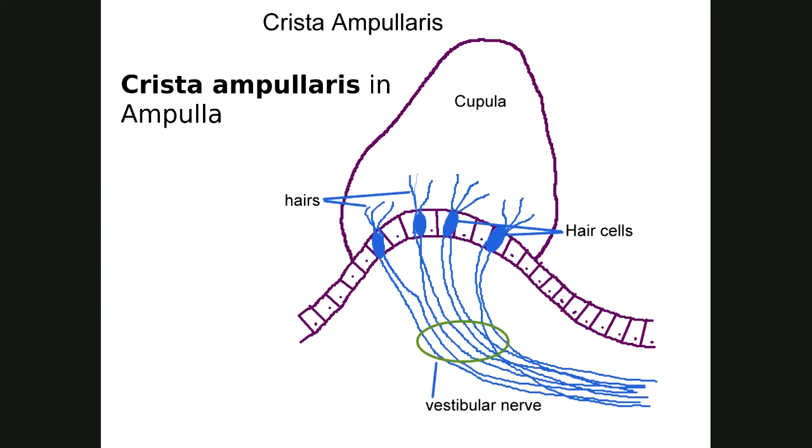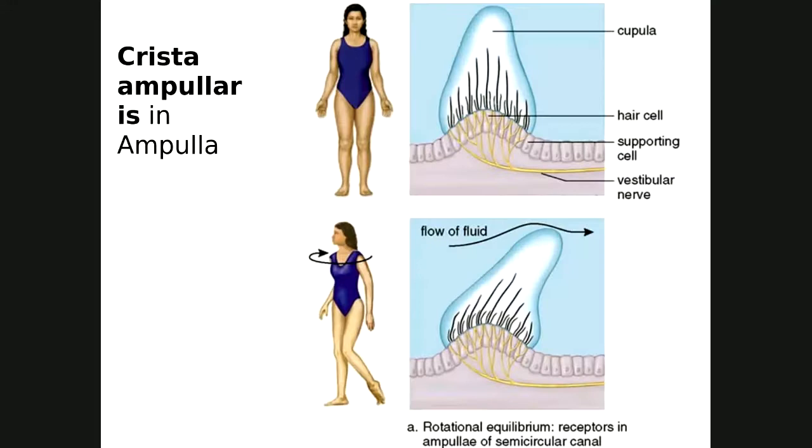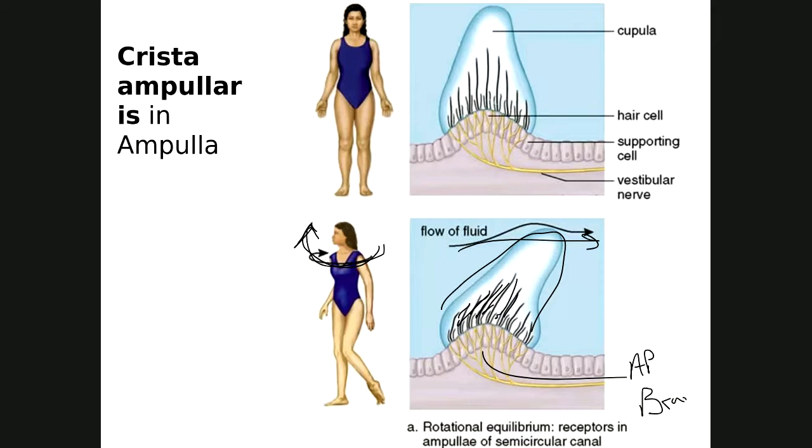So if you turn like this, that movement is going to cause the fluid to move inside the ampulla. And look, the hat is going to move with it. And look what happens. We're going to bend the hair cells. And when you bend the hair cells, they're going to send action potentials to the brain. And the brain then can interpret the movement you just made.